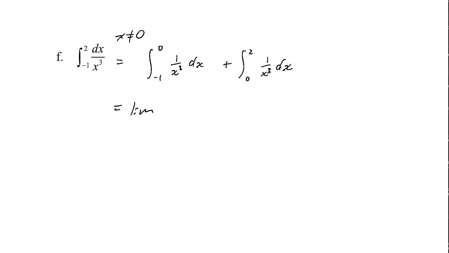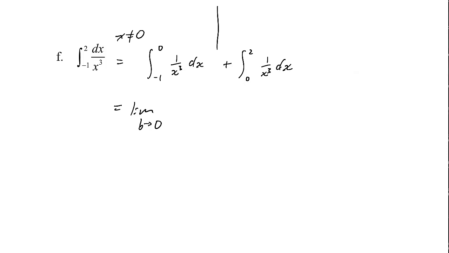All right, part F here. So this looks all good and dandy, except x cannot be 0. So I need to split this up from negative 1 to 0 plus integral from 0 to 2. And I'm going to rewrite this as limits. So limit as b approaches 0.